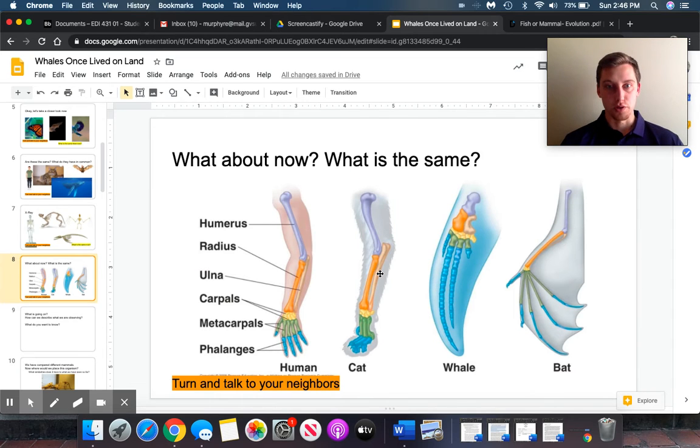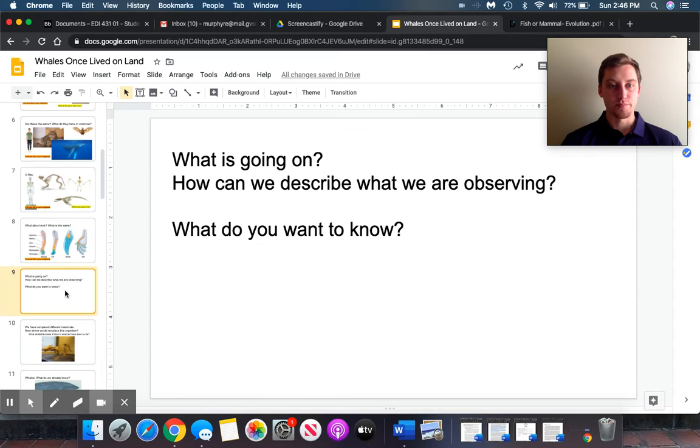Then we take an even closer look at just the arm, or fin, or wing, whatever you want to call it, of the human, cat, whale, and bat. This has the bone structures colored and labeled for the students. Again, talking to their neighbors, looking at what's common and what's different, students should start to see that the bones are similar in each animal, but they might be shaped differently. That's the idea of where students should be. Again, we just have a little open discussion, describing our observations.